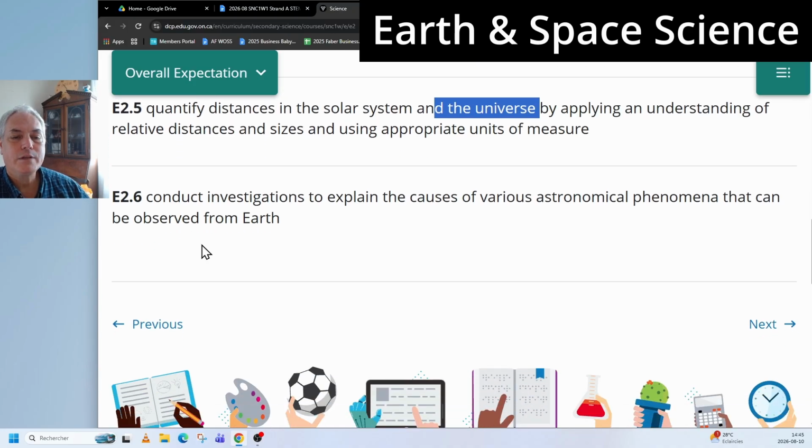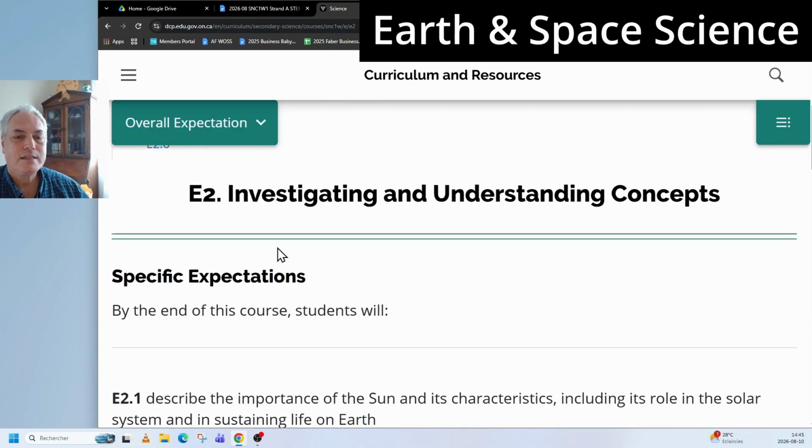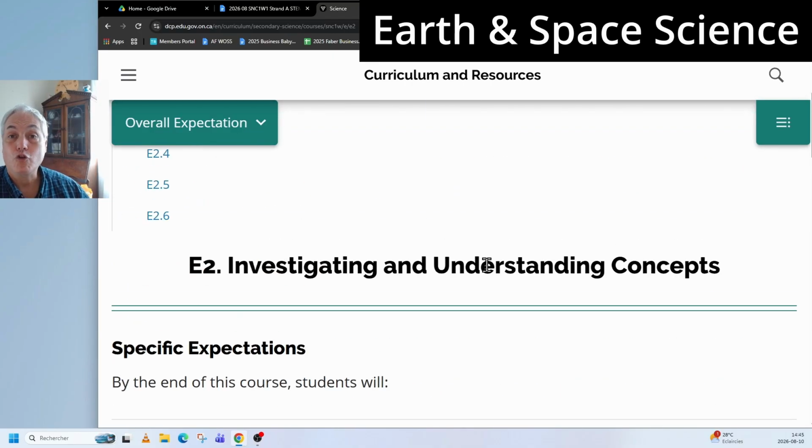And here the last one is conduct investigations to explain the cause of various astronomical phenomena that can be observed from Earth. So they could be easy, similar to the eclipse, solar eclipse, lunar eclipse. Could be about northern lights, southern lights. We can have also, let's see what else. Maybe we have supernovas that we can certainly add. So this is the information from grade 9.